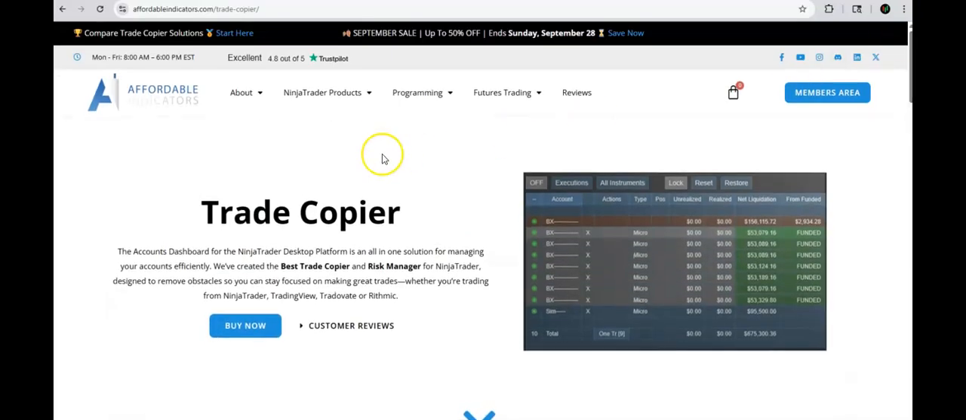So anyhow, Affordable Indicators has a trade copier. Go check it out. I highly encourage you to go to Joel's site at Affordable Indicators. Go look at his YouTube channel. He puts out some really good information on NinjaTrader 8 in general, but also trade copiers and other information that I think is critical to those that want to do trade copying in this prop firm space.